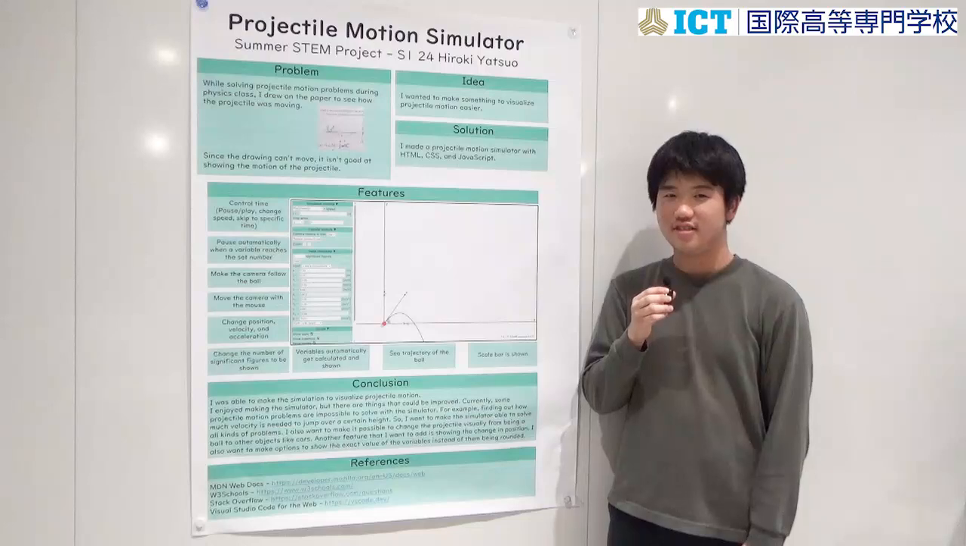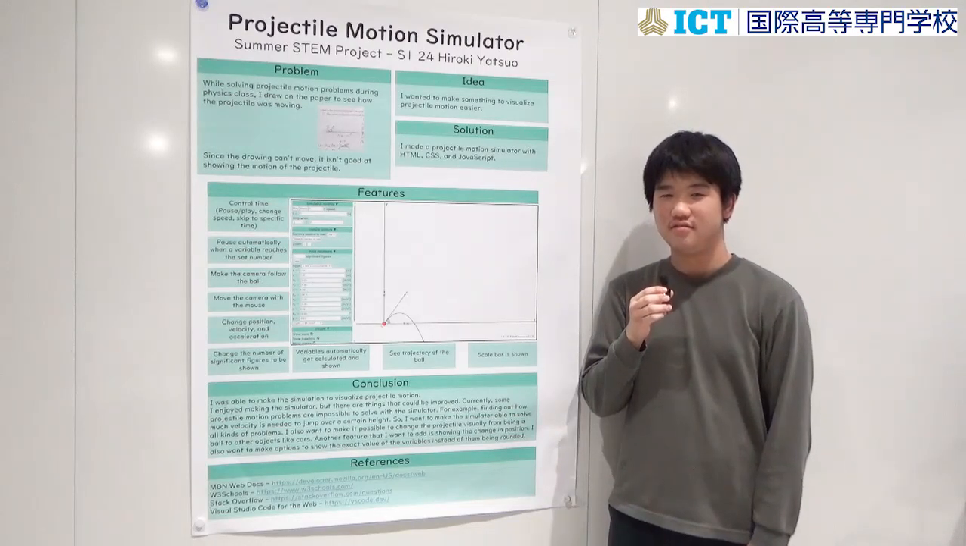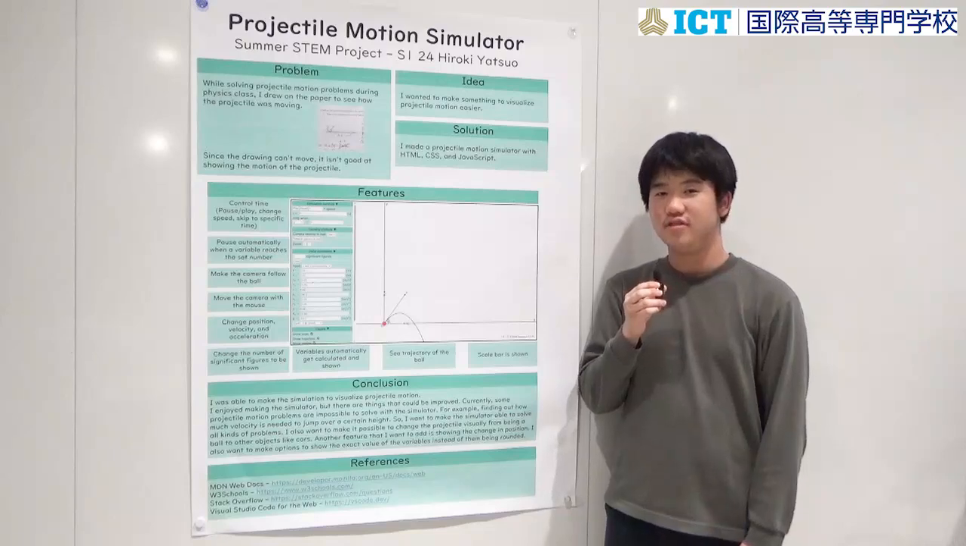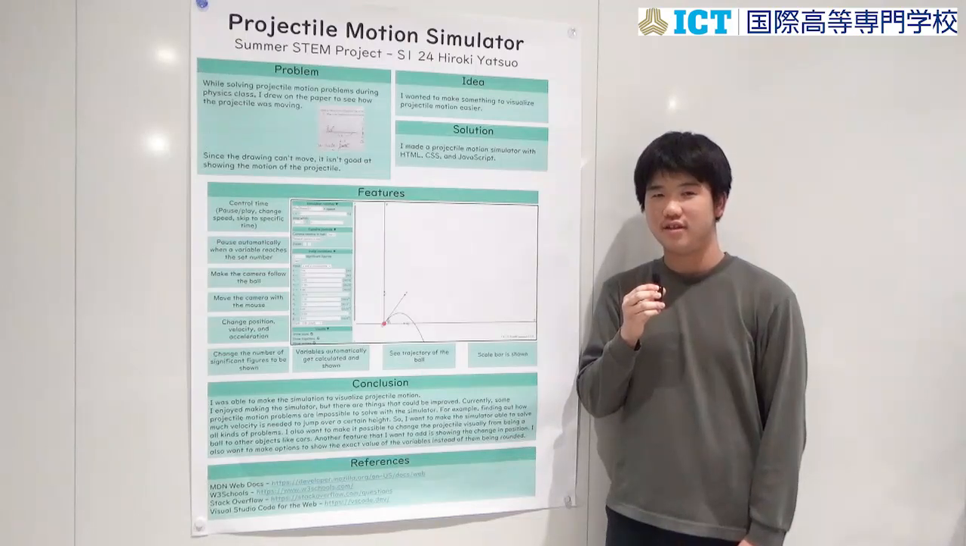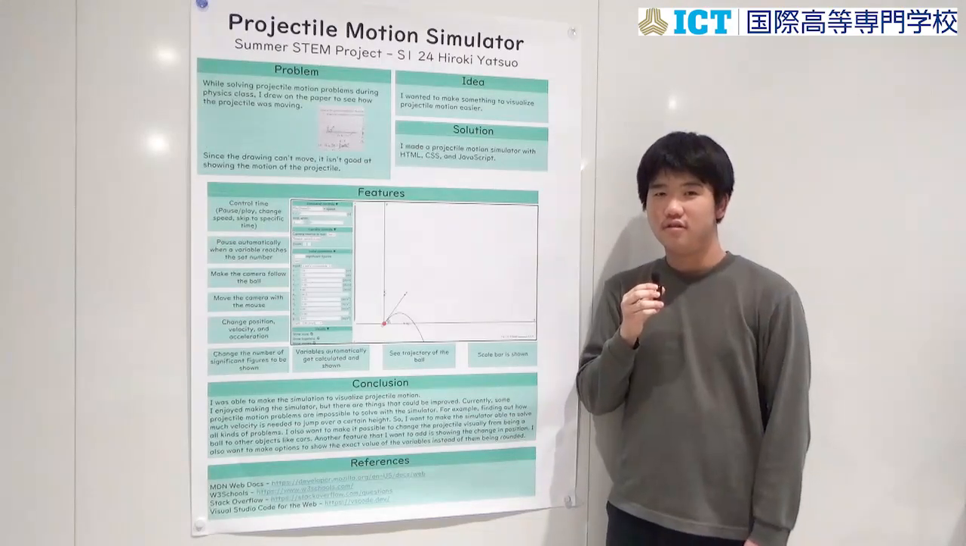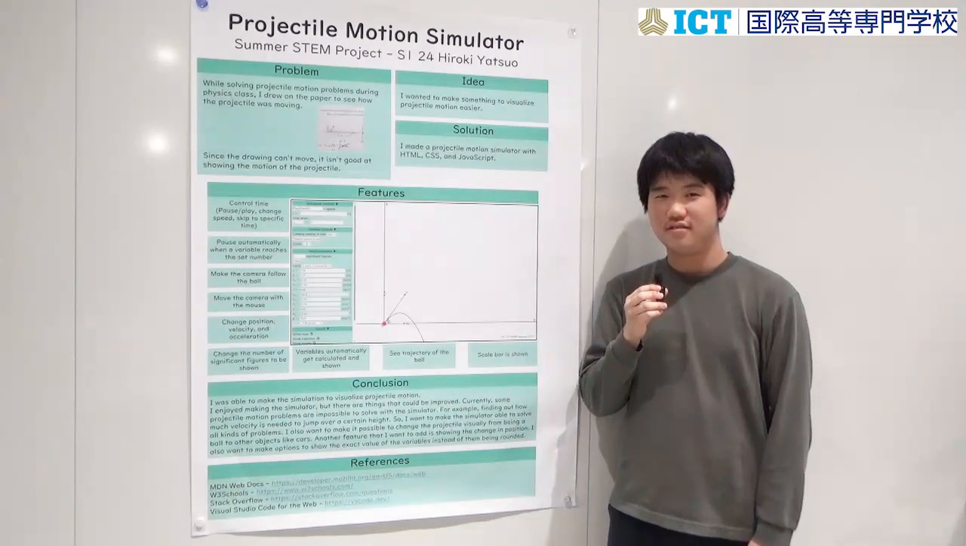In conclusion, I was able to make a simulation to visualize projectile motion easily. I enjoyed making the projectile motion simulator, but there are still some things that could be improved or new things that I want to add to it. One of the things is making it possible to solve any kind of problem. Currently, some problems, like figuring out how much velocity is needed to jump over a certain height, are impossible to solve, so I want to make it possible.